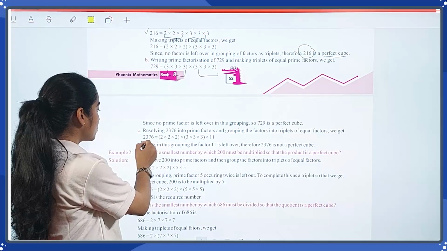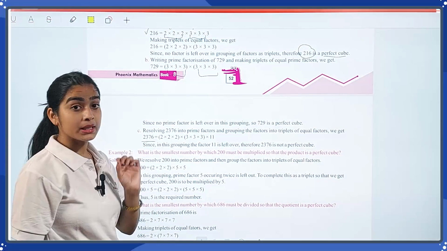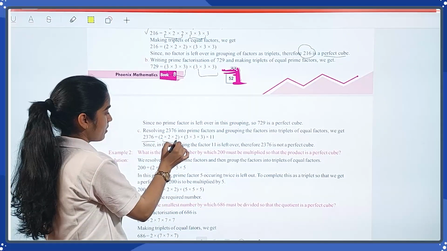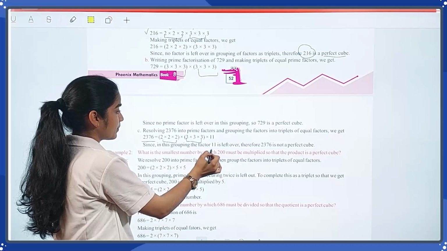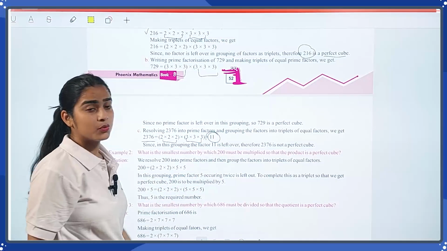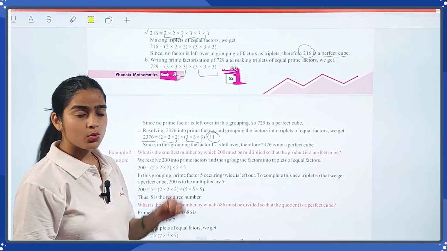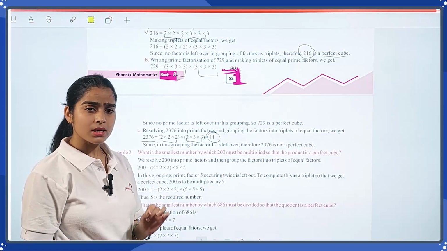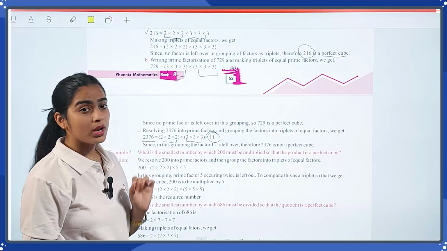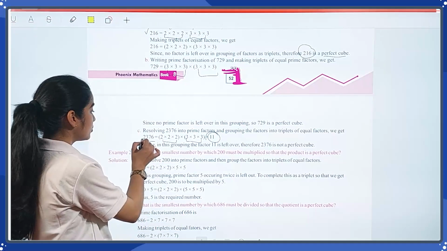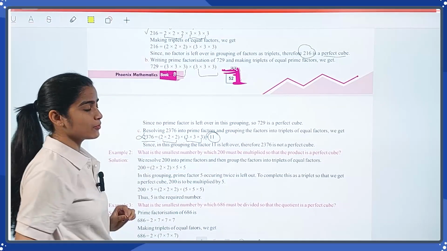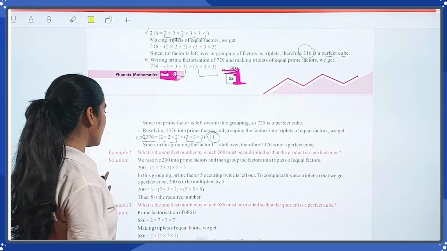Next we have 2376. In this, we look: we have one triplet, a second triplet, but we have a leftover number which is 11. According to the perfect cube rules and conditions, we have to make sure there are no leftover numbers. So 2376 is not a perfect cube just because 11 is left over.